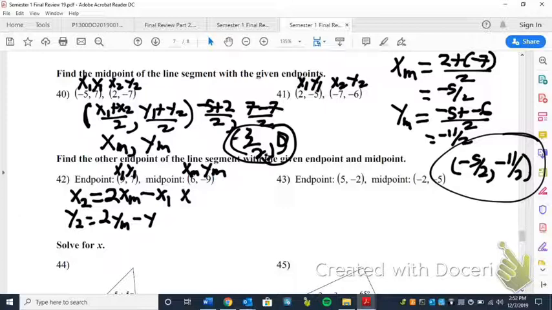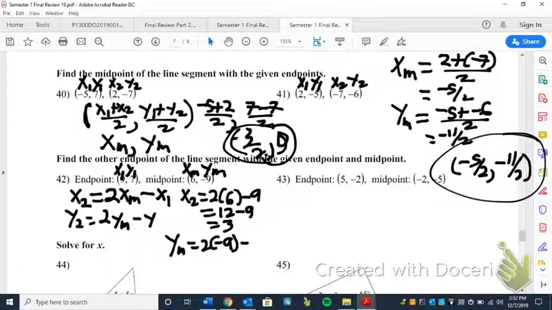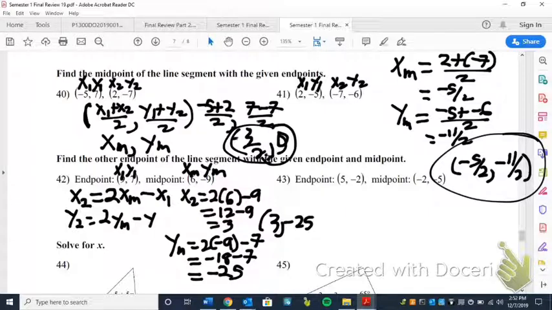So here I'm looking for the x value of my second endpoint equals 2 times my x midpoint minus my x endpoint. So the x value of my other endpoint is 3. Now I need to find my y value. So it's going to be 2 times -9 minus 7, which gives me -18 minus 7, or -25. So my point that I get for my answer is 3, -25.